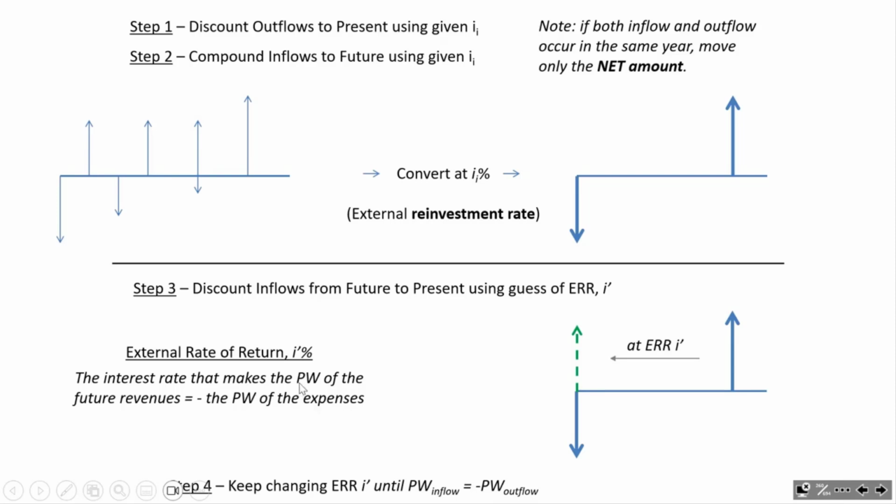Okay, so think about this. The present worth of the future revenues. So this is time 0. All of these revenues are gathered together in the future, and you've compounded them to the future at the external reinvestment rate, and then the external rate of return is the present worth of those future revenues discounted to the present, and it's equal to the present worth of the expenses. So the expenses are down, the revenues are up. We're just looking for the absolute value of the two to equal each other.